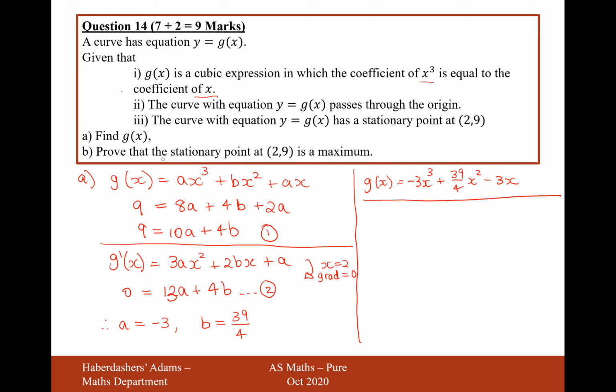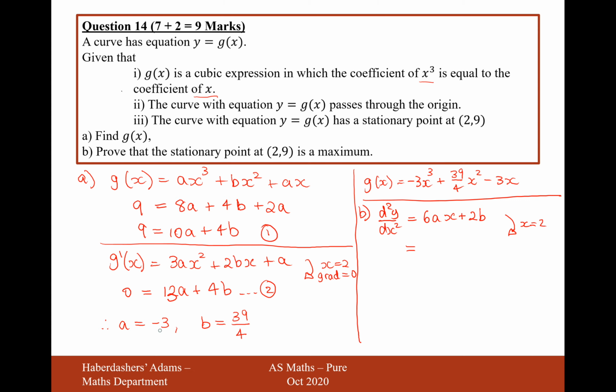Prove that the stationary point at (2, 9) is a maximum. So what we'll do then is the second derivative, d2y by dx squared. Let's just do it in terms of a and b and then we'll put things in later. It's going to be 6ax plus 2b. And we need to prove this is negative or positive. Let's put x equals 2 in and the values of a and b.